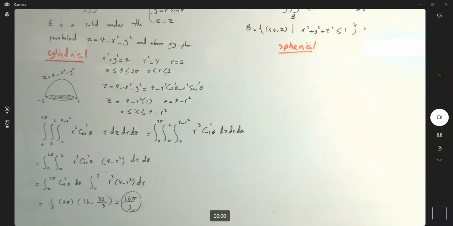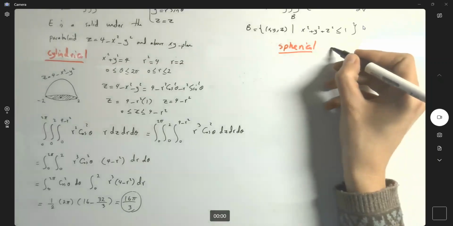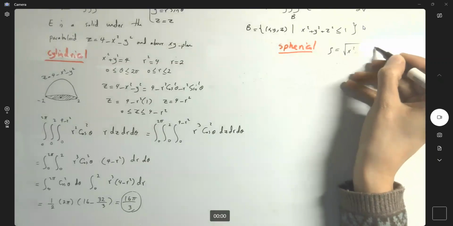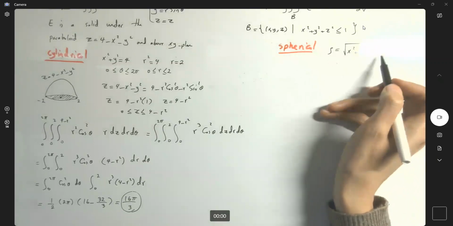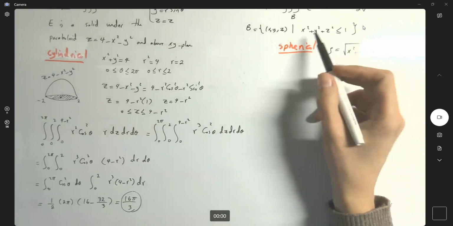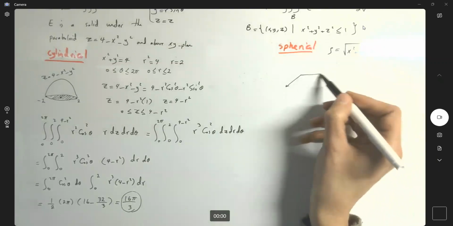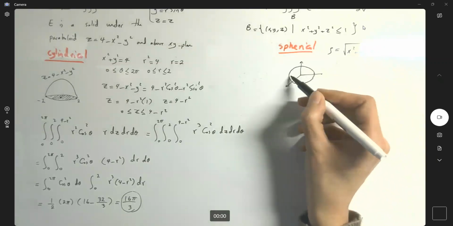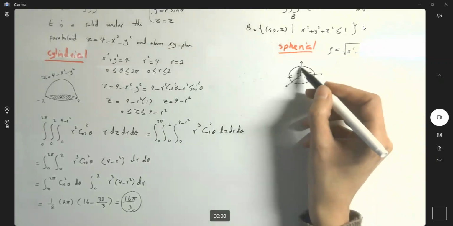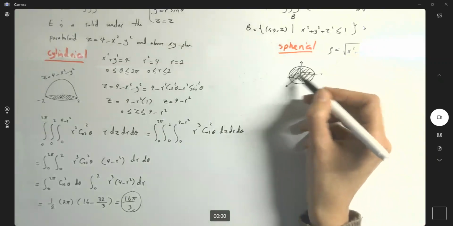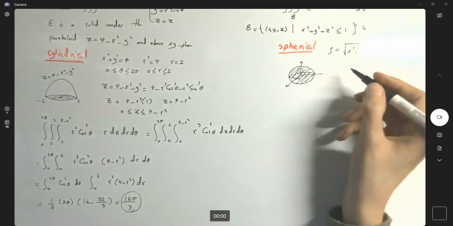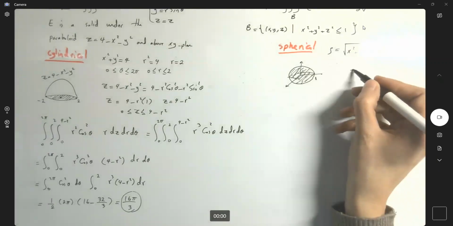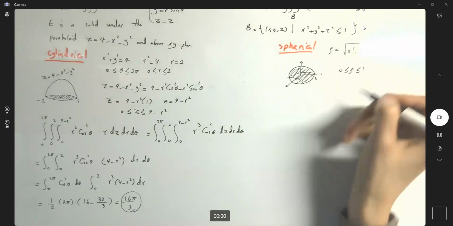For the spherical coordinate system, remember the definition. Rho is defined as the square root of x squared plus y squared plus z squared. So rho squared is equal to x squared plus y squared plus z squared. What is this guy? This is just a solid sphere, right? This is a solid sphere. All values are included here. So since we know that the maximum radius is 1, rho is bounded between 0 and 1.